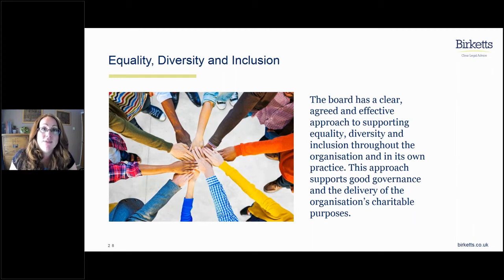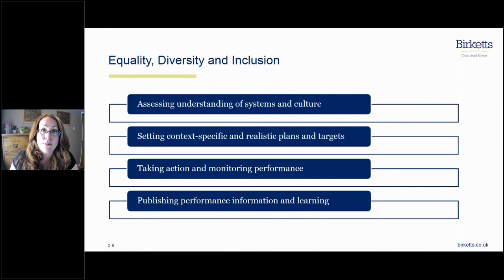And key to achieving this pillar and achieving the principle of equality, diversity, and inclusion in your charity is leading by example. What you need to do is assess your understanding of the systems and the culture within your organisation. Again, this is sort of a strategic, almost audit of what you've got going on. So what are your current processes and procedures? Are there any unconscious bias aspects in any of your procedures that could be changed? Have you identified any lack of understanding? Are there things that you can do to make a difference?